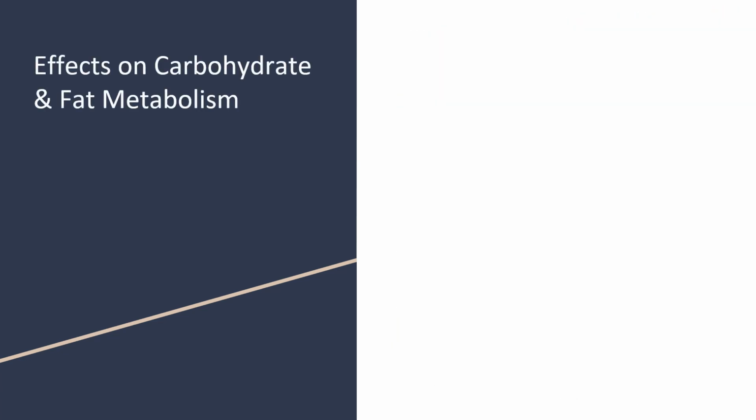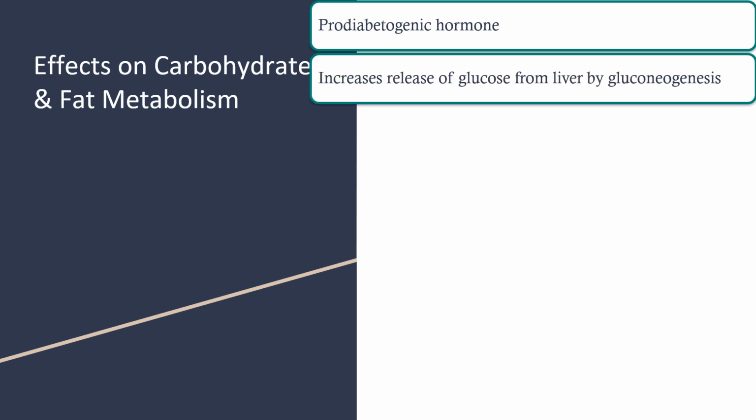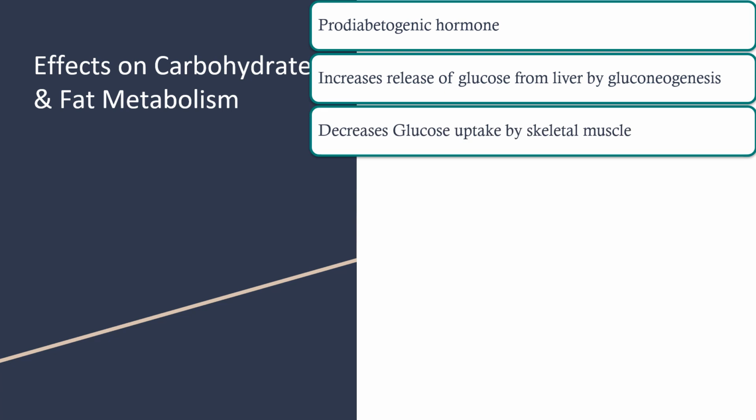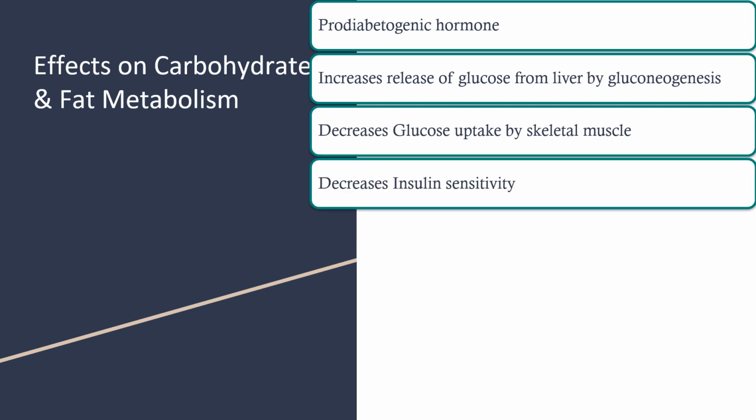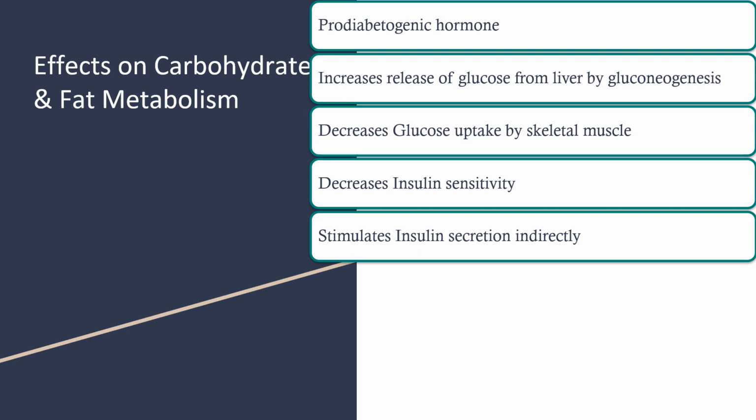Effect on carbohydrate and fat metabolism. Growth hormone is a pro-diabetogenic hormone because it causes hyperglycemia by its action. It increases the release of glucose from the liver by facilitating hepatic gluconeogenesis, and it decreases glucose uptake by the skeletal muscle. It also decreases insulin sensitivity.